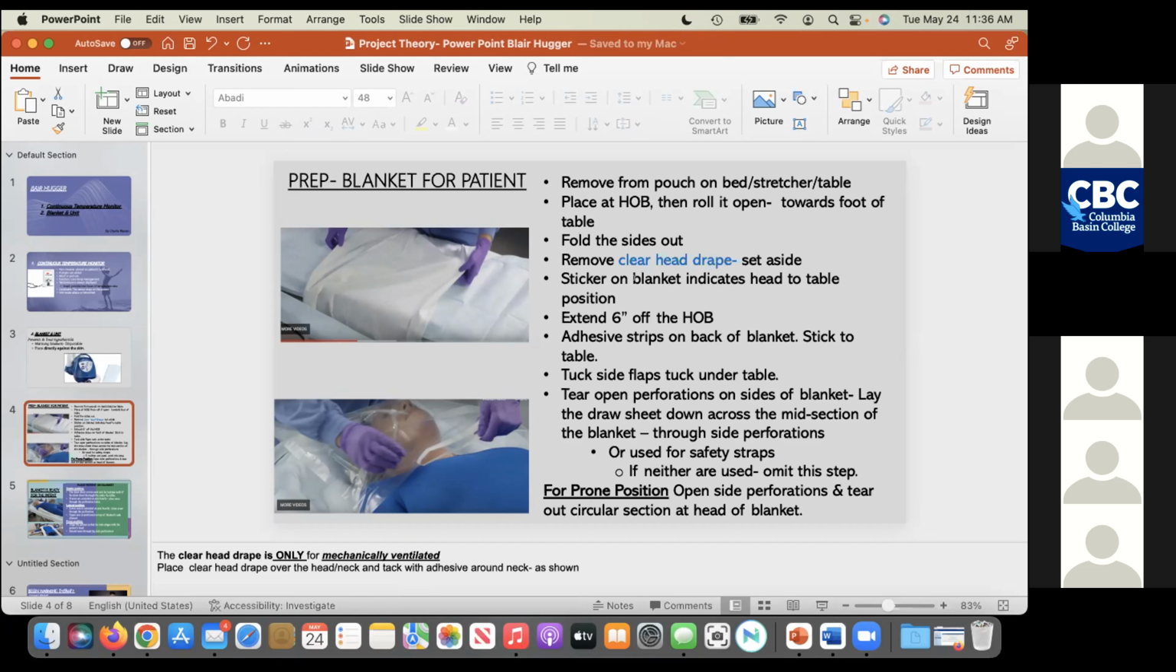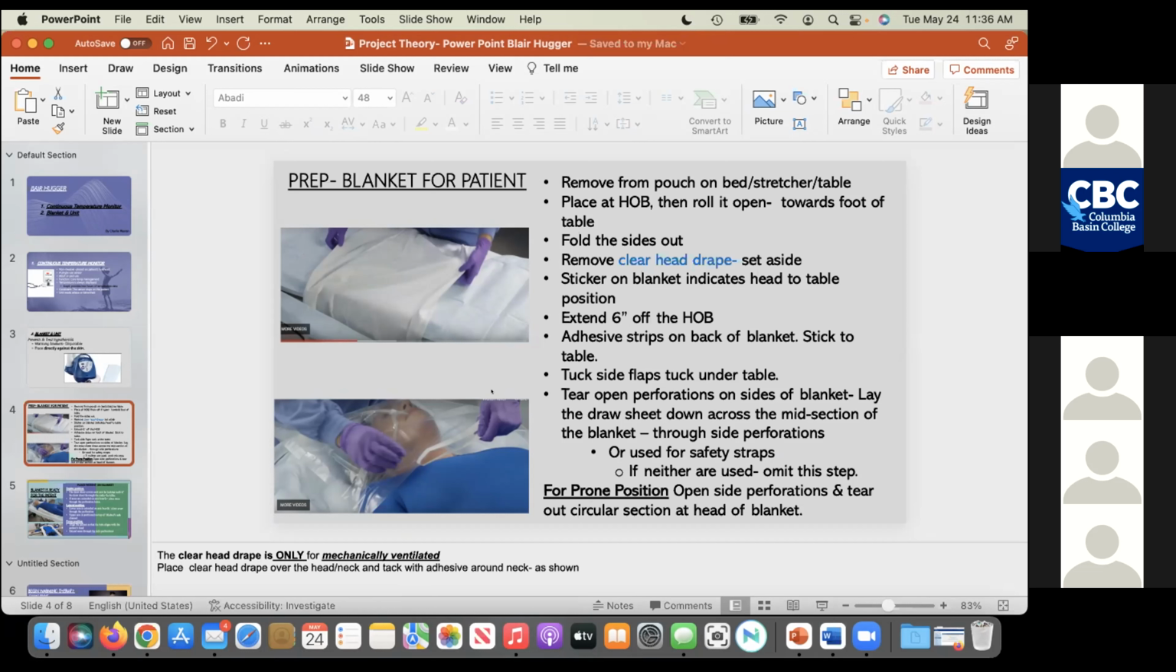There's also a piece that you'll find in there that's a clear head drape, and you just set that aside. It may or may not be used later. Then there's a round sticker that should be at the top of the bed, so that's how you know it's at the head of the bed where it should be. The back side has adhesive stickers that you can take off the paper portion and stick on, so it's secured.